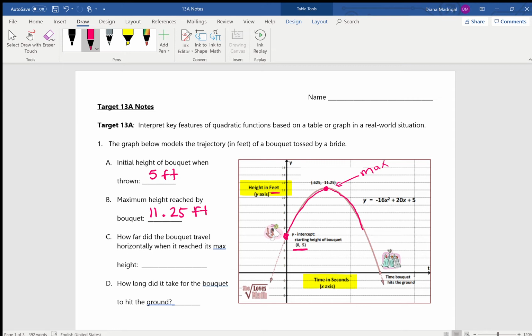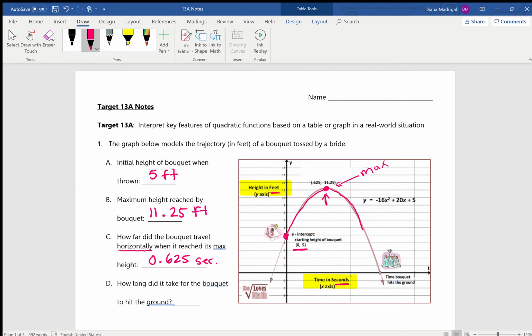All right. 1C, how far did the bouquet travel horizontally when it reached its max height? So notice that they gave you a hint right here, horizontally. That is on the x-axis. So now we're looking at the time. So what is the max height? Well, the max is right here again, right? Well, we already know that height is 11.25 and the time is on the x-axis. So that means it's 0.25 seconds. Remember, time in seconds.